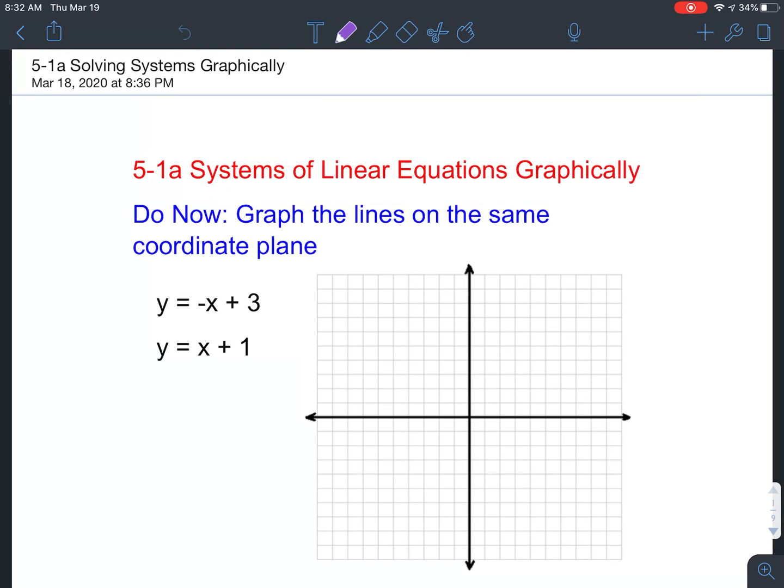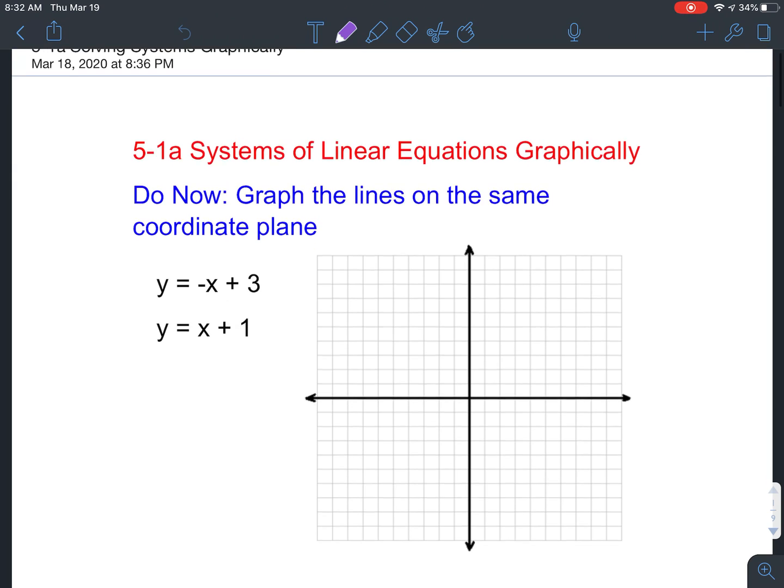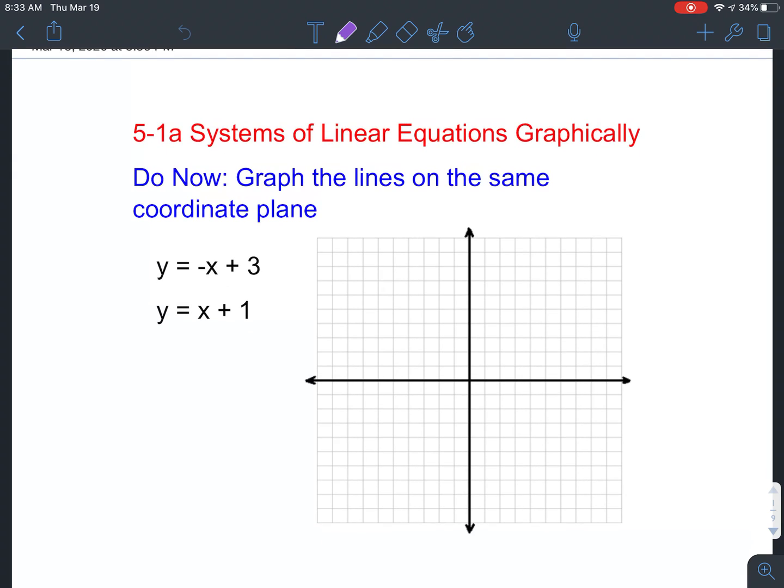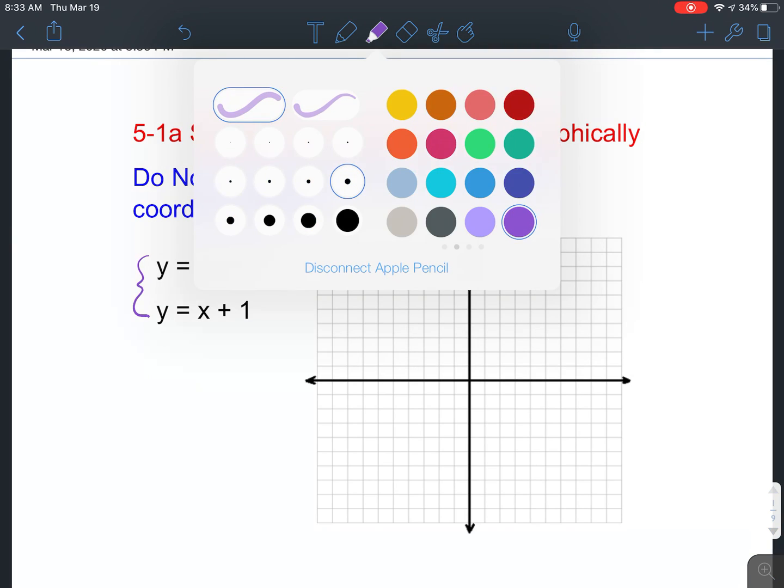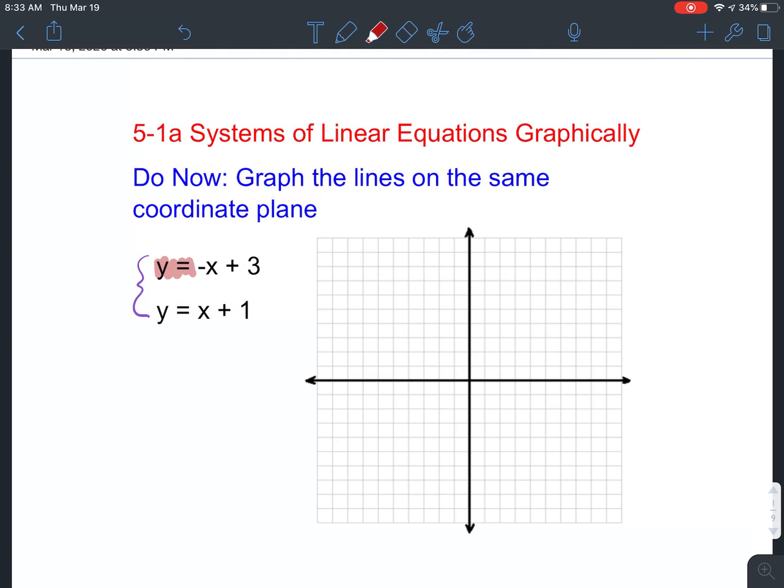Hey guys, here's a video on Unit 5, Section 1, Part A, which is solving systems of linear equations graphically. So to start us off, I did post some graph paper, so I'm going to ask that you graph all of the graphs that I do today for your notes. And on this graph paper, I'm going to ask that you graph these two equations on the same coordinate plane. Okay? Alright, so I'm going to graph first the equation y equals negative x plus 3.